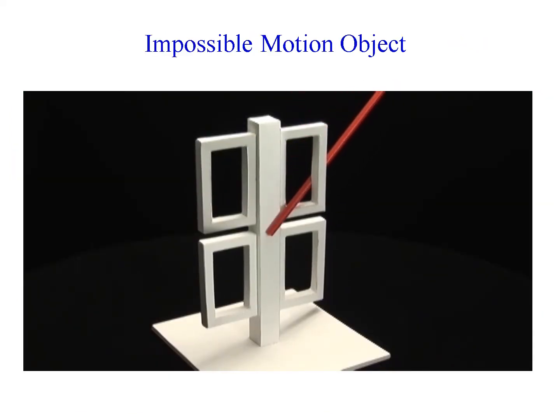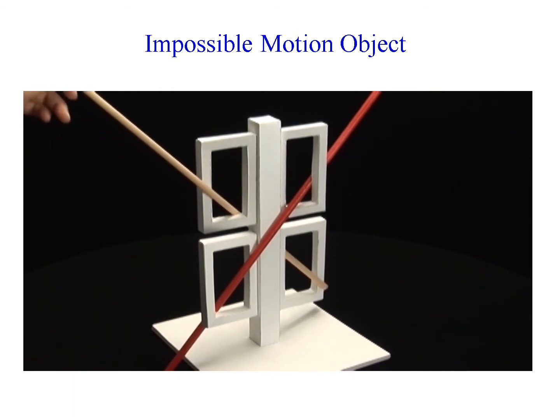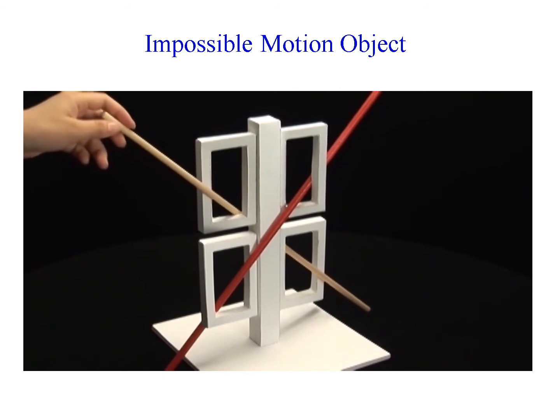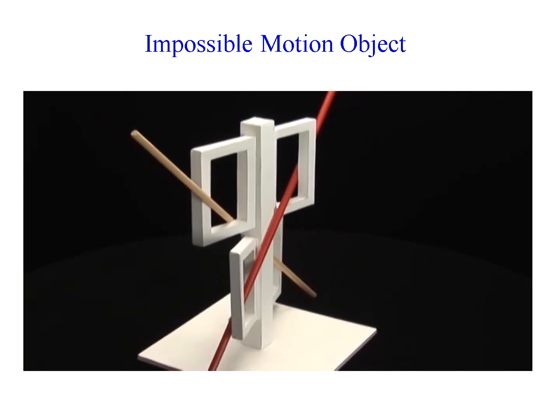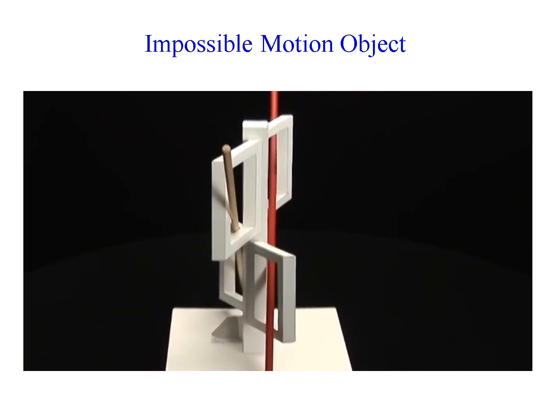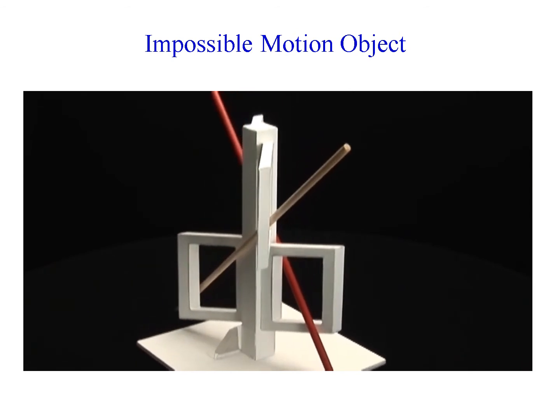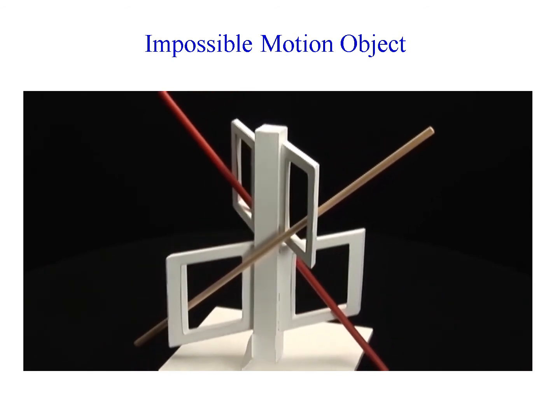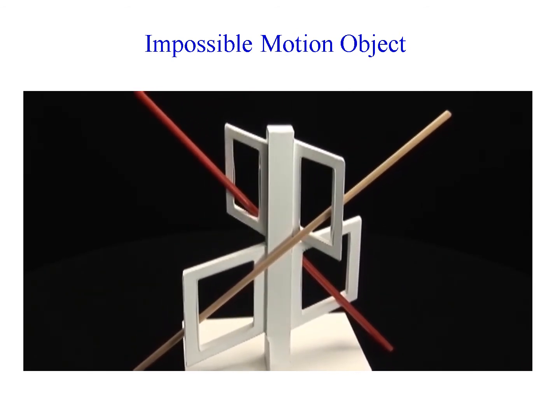In the next example, the object looks like normal. Let's insert motion. The rod is hard and straight, but can go through the two windows simultaneously. We feel this motion is impossible. The windows look rectangular, but they are parallelograms, so the motion of the rods is not impossible.